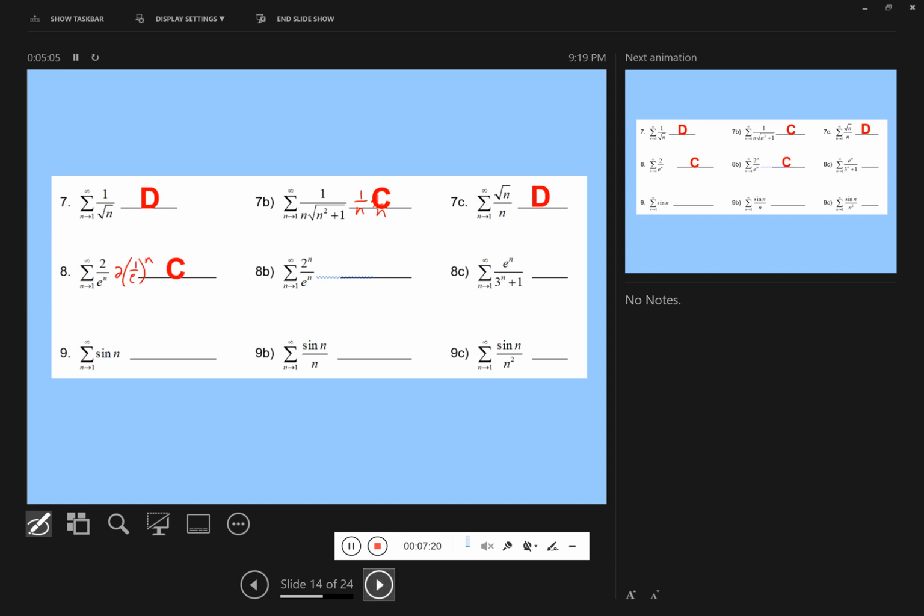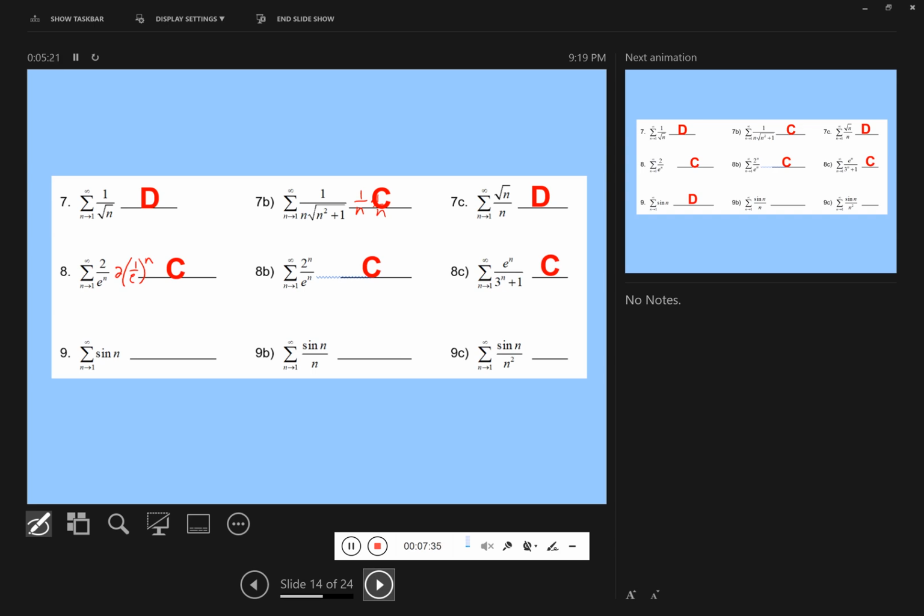And then 8b is like a 2 over e. Remember, e is 2.7, so that converges. And then 8c, that's like an e over 3, so that's like 2.7 over 3, so that's still a converge. Okay, take a look at number 9.